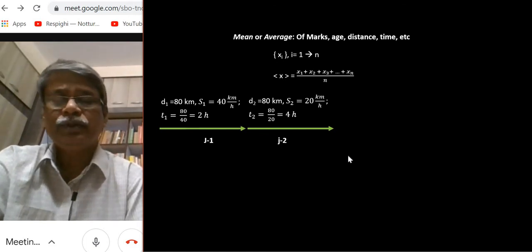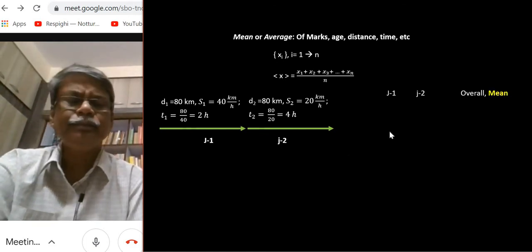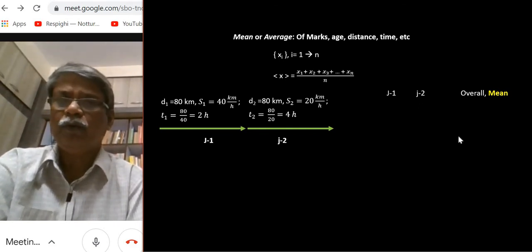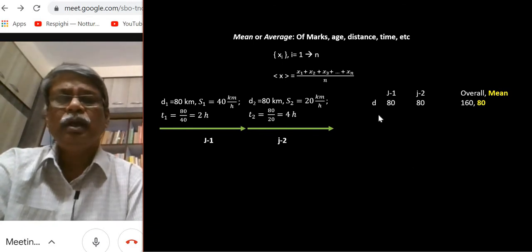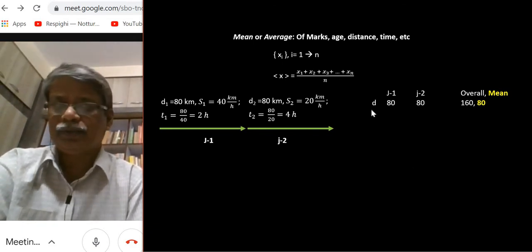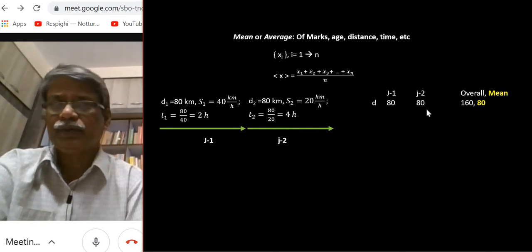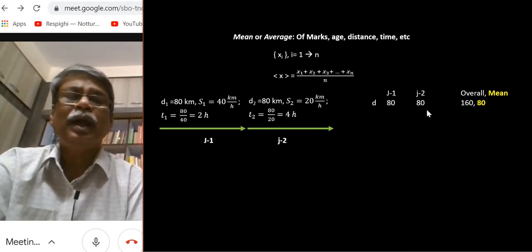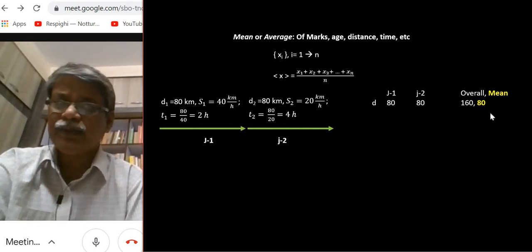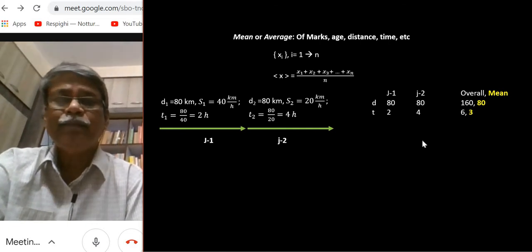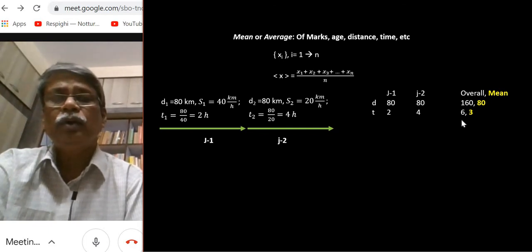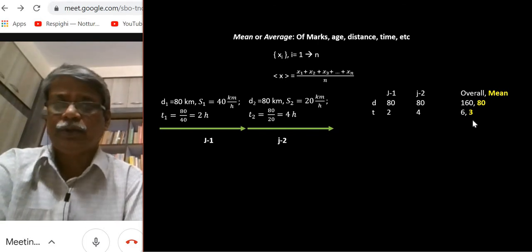So let us jot down this information in tabular form. J1 phase, J2 phase, and then overall and mean. There are 4 columns, and the first row stands for D, distance. In the first phase 80 kilometers, in the second phase 80 kilometers too, so the overall is 80 plus 80, 160, and the average is 80 plus 80 by 2, that means 80. Now for time, it takes 2 hours in the first phase, 4 hours in the second phase, the overall is 4 plus 2, 6 hours, and the average is 4 plus 2 by 2, that is 3.